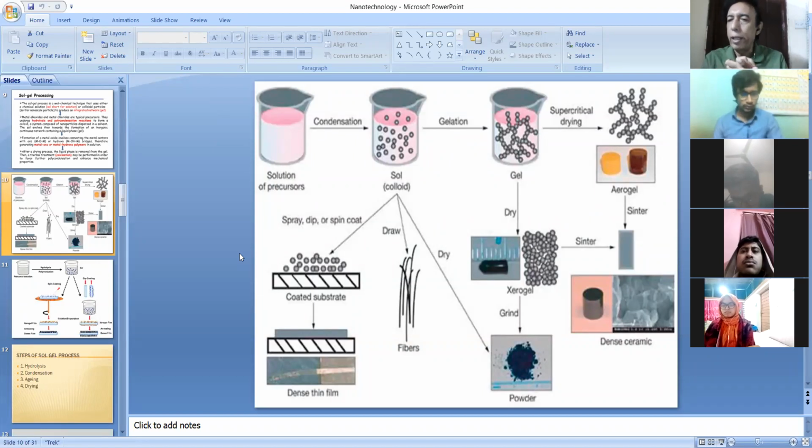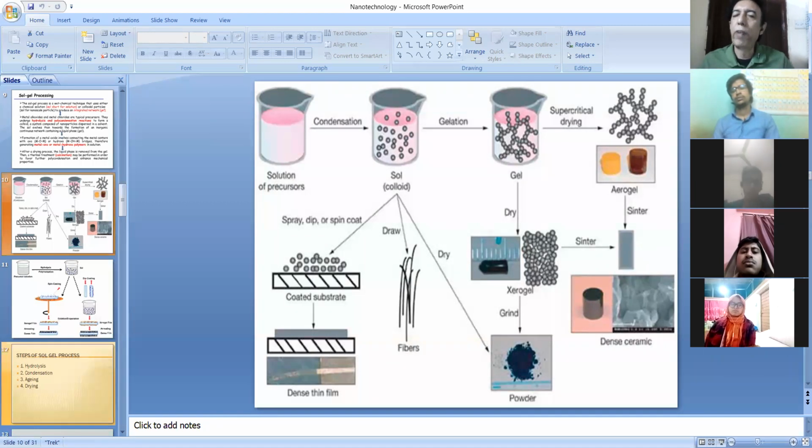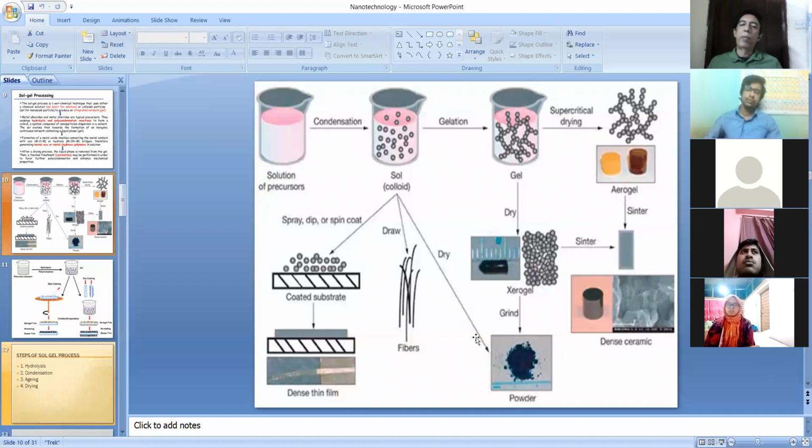In supercritical drying, you will retain the three-dimensional structure of the gel, which is called aerogel, a porous substance which has pores there. And if you calcine it, that means heat it to dry, then you will find xerogel, and this xerogel you can grind to form a powder nanomaterial, powder nanoparticle, and you can sinter it to form a particular structure.